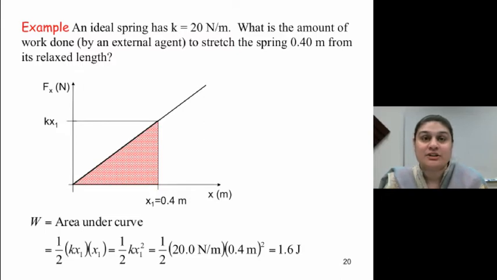So the area under the curve for this will be 1/2 kx1 times x1, which is given by 1/2 kx squared, and you plug in the numbers and you come up with 1.6 joules. Now this is a very good thing that will lead us into talking about Hooke's law.